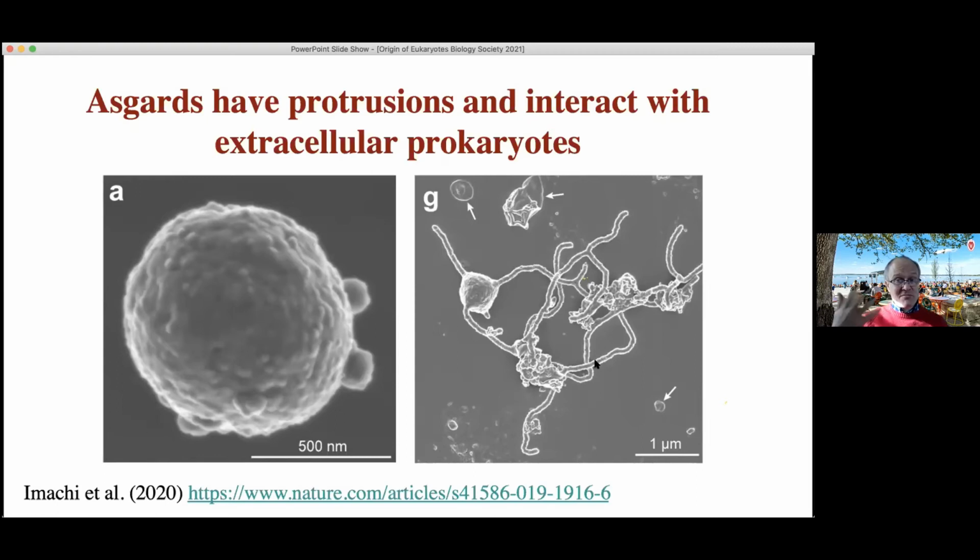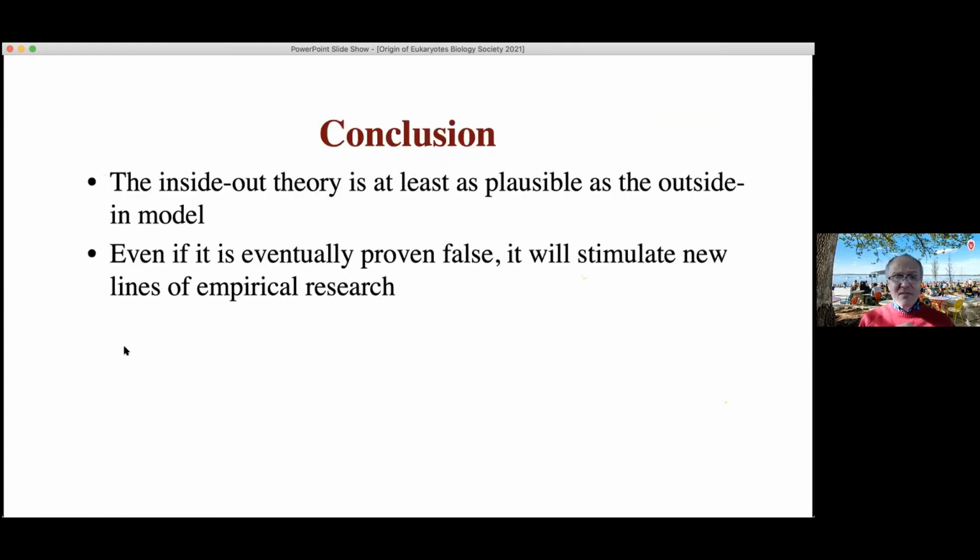They cannot be cultured without these other archaea. So to my eye, this is entirely consistent with our model, suggesting that the ancestor was already using the external space for interactions with other microbes. One particular lineage was associating with bacteria rather than archaea, and that external space ultimately proliferated to the point of becoming the cytoplasm. So I would summarize by saying that the inside-out theory is at least as plausible as the outside-in model. And I would contend that even if it is proven false, it will stimulate, and already has stimulated, new lines of empirical research.